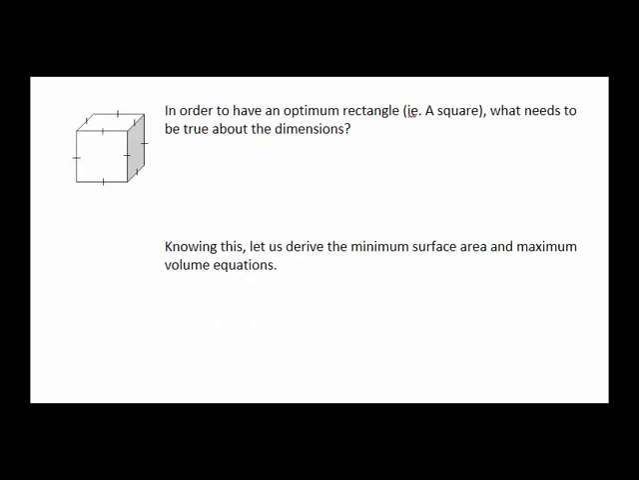So just like we did for the cylinder, let's look at this question here. In order to have an optimum rectangle, i.e. a square, what needs to be true about the dimensions? So we learned from above that for an optimal rectangle, it needs to be a square such that the height is equal to the side. So both those lengths are the same. So knowing this, we can now derive the minimum surface area and maximum volume equations, just like we did for the cylinder.